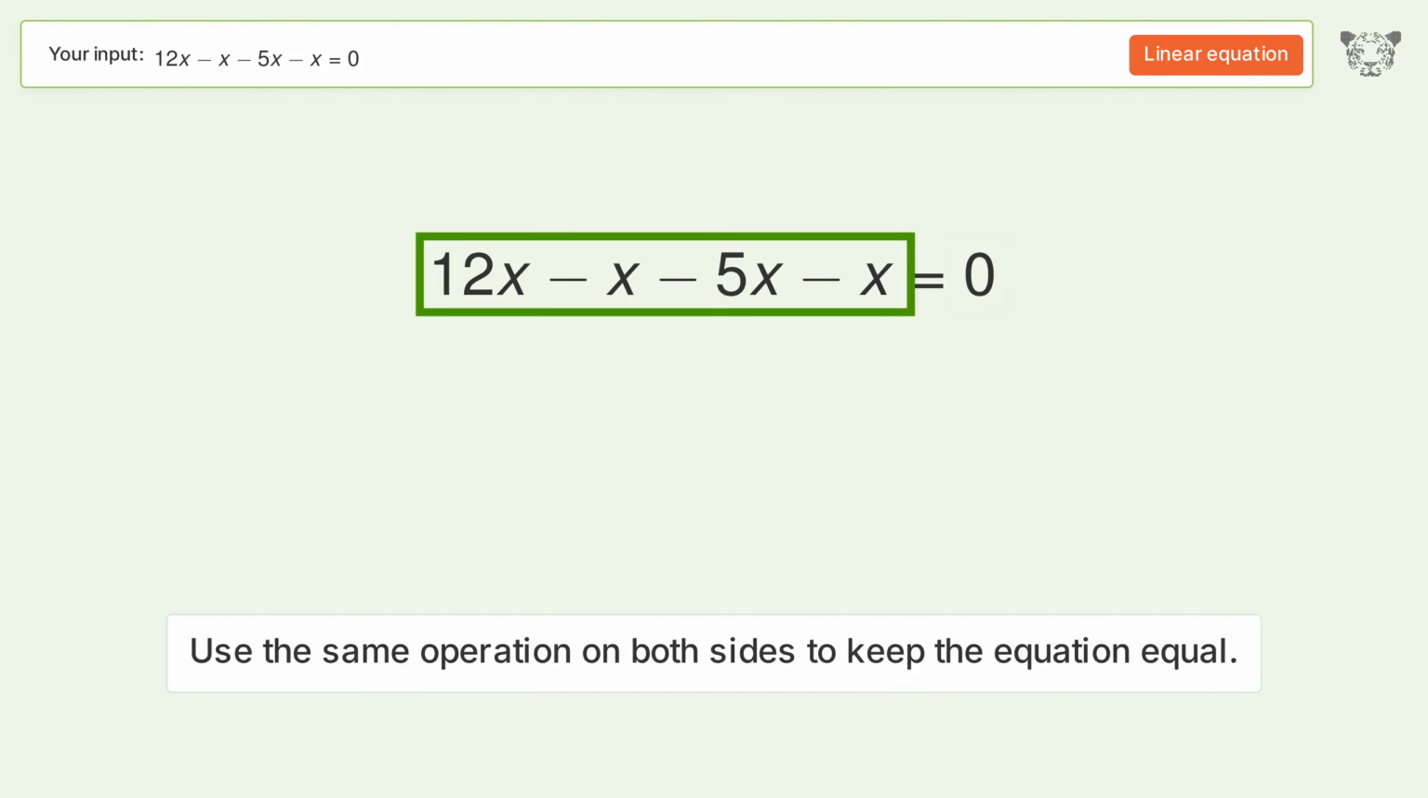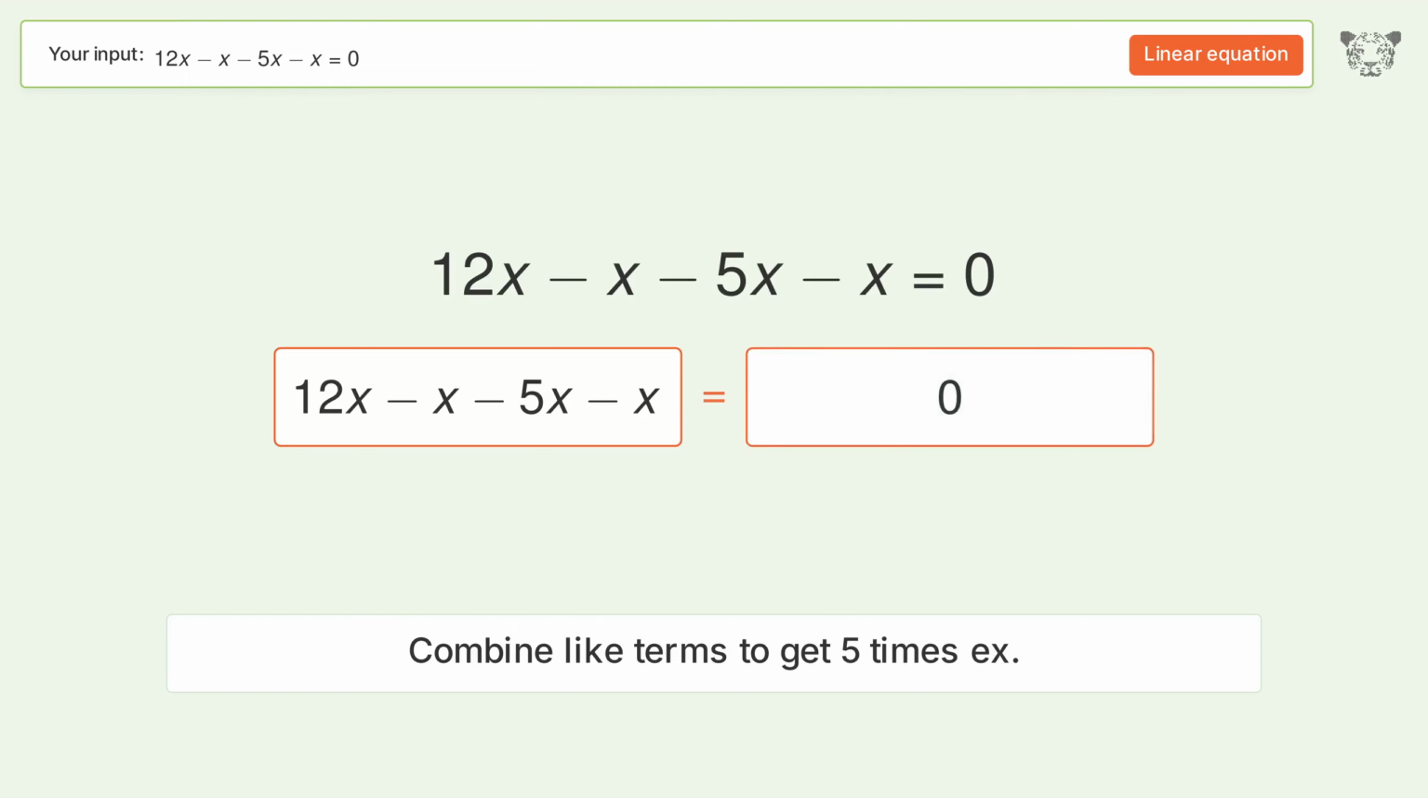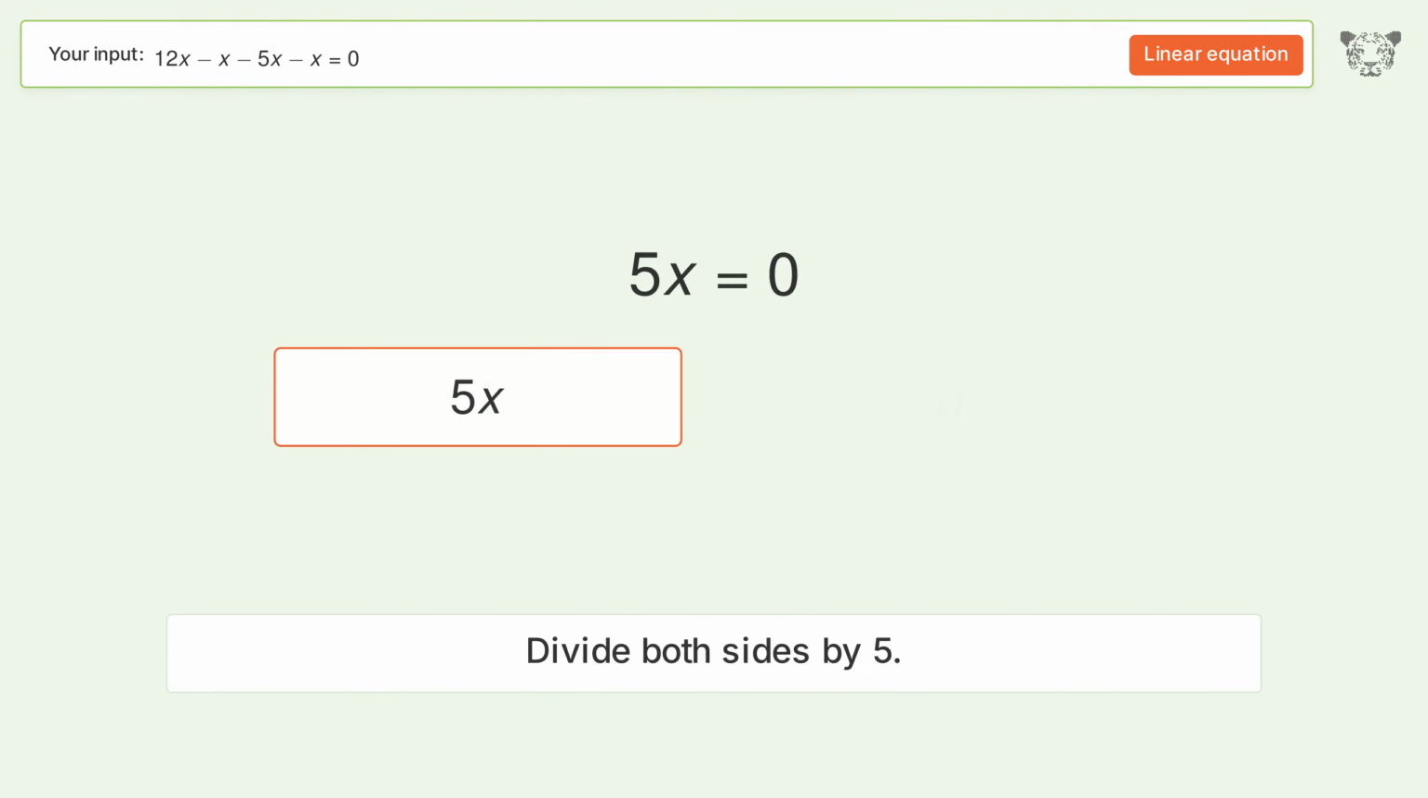First, combine like terms within each side. This simplifies each expression without changing its value. Combine like terms within each side. The variable coefficients on the left combine to give 5 times x. The variable coefficient is 5.